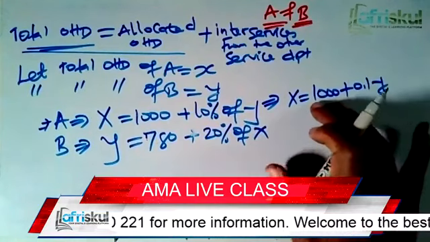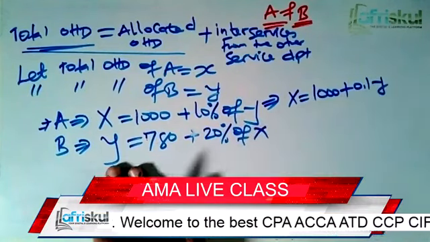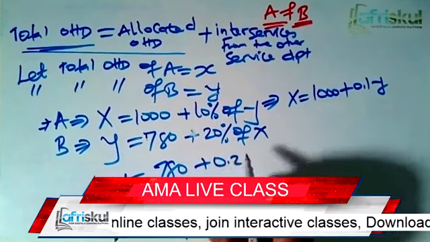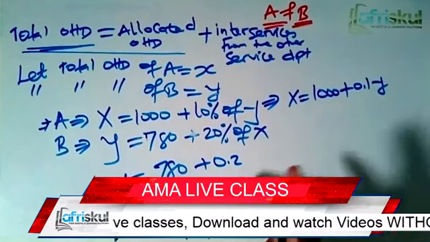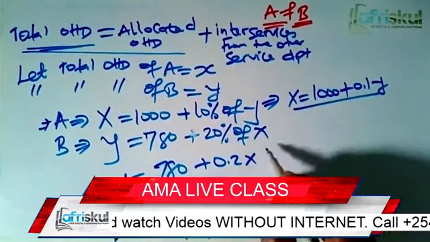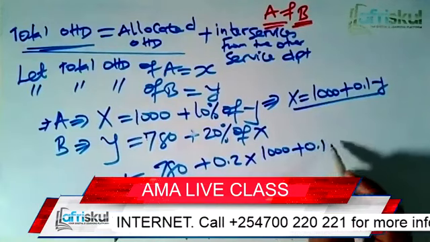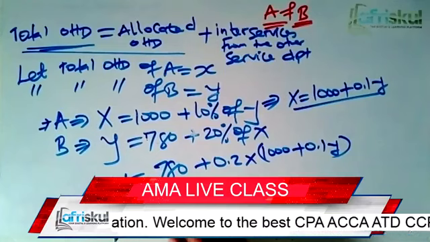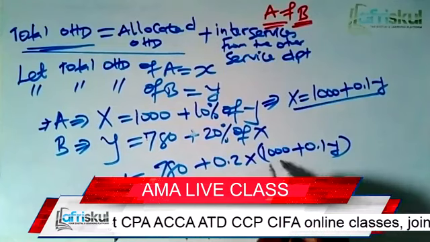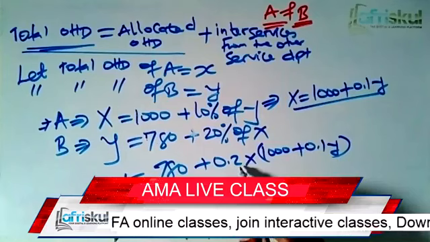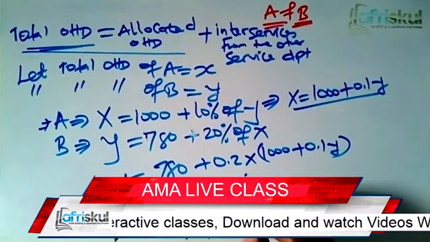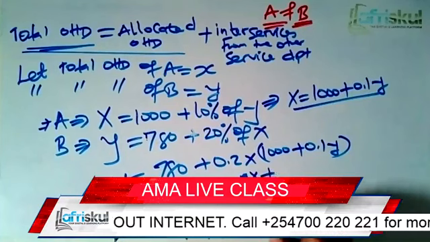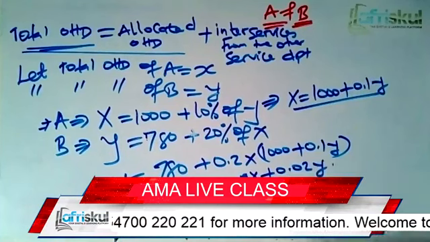So come and plug these into Y's equation. Our Y will be equal to 780 plus 0.20, which is the same as 0.2, of X. Fortunately, we know what X is: it is 1,000 plus 0.1 Y. Then my Y will be equal to 780 plus 0.2 times 1,000, which gives me 200, plus 0.02 Y.